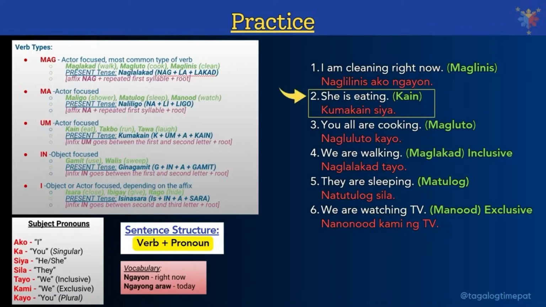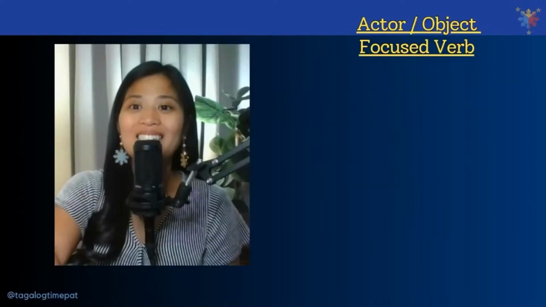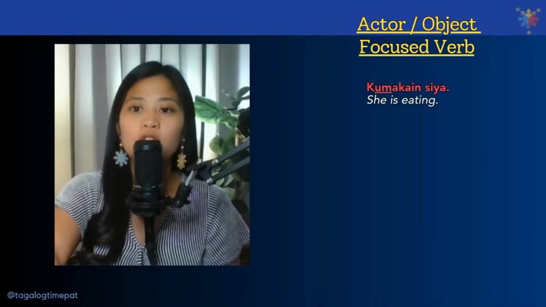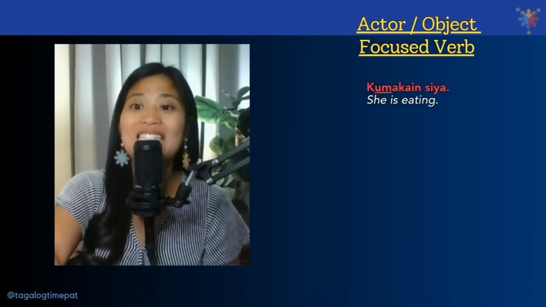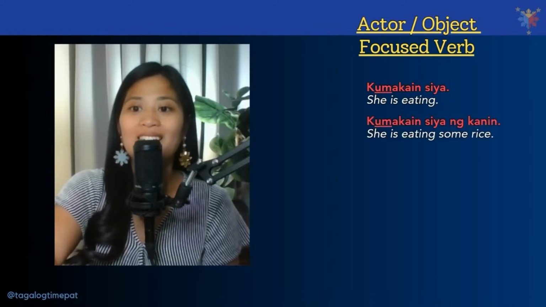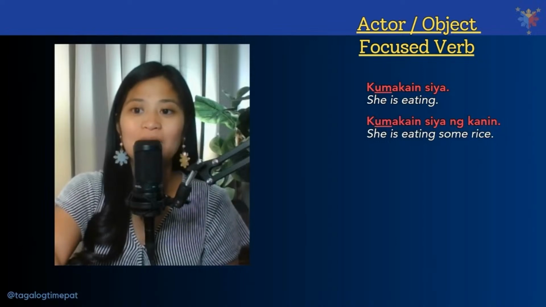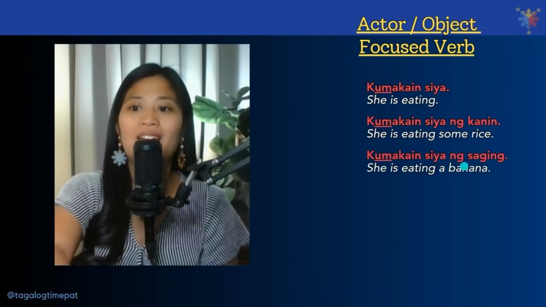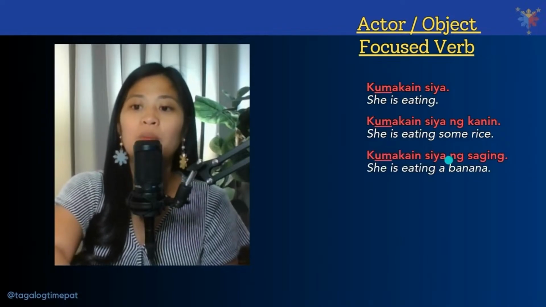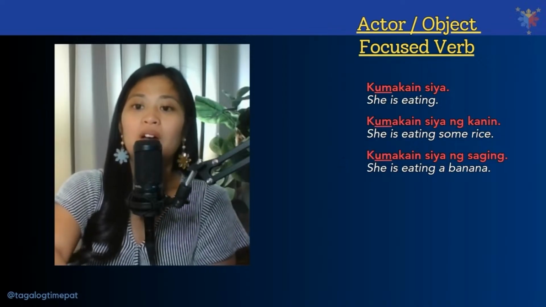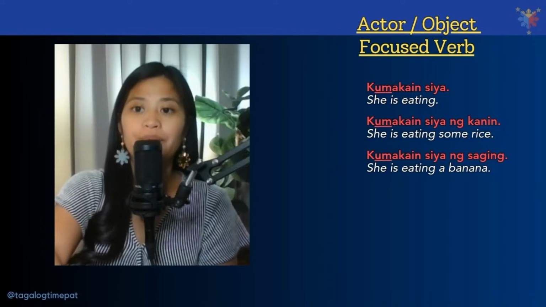Now I want to take a look at this phrase, she is eating. Kumakain siya. Kain is a good example of a verb that can be actor or object focused. So we just learned kumakain siya. She is eating. But you could also say, kumakain siya ng kanin. She's eating some rice. Or kumakain siya ng saging. She's eating a banana. So ng can mean some or a thing. And in all of these examples, kain is being conjugated as an um verb.